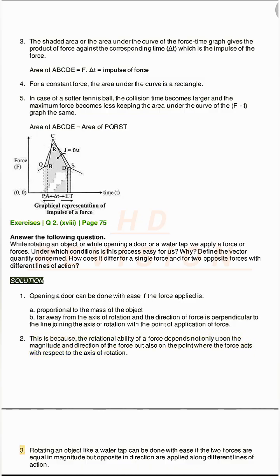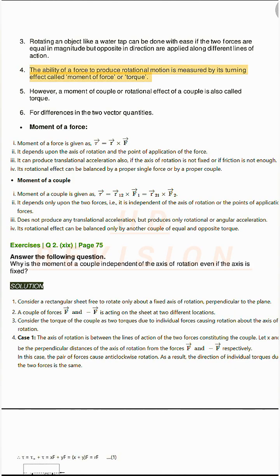3. Rotating an object like a water tap can be done with ease if two forces equal in magnitude but opposite in direction are applied along different lines of action. 4. The ability of a force to produce rotational motion is measured by its turning effect called moment of force, or torque. 5. However, a moment of couple, or rotational effect of a couple, is also called torque. 6. For differences in the two vector quantities.